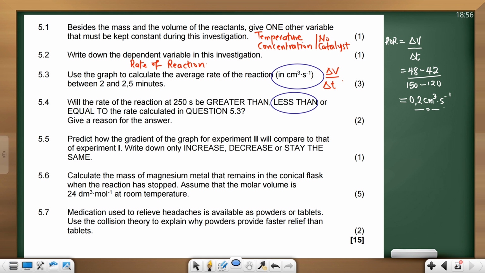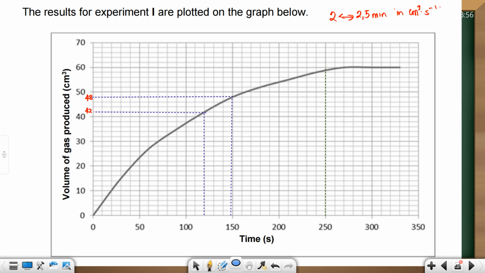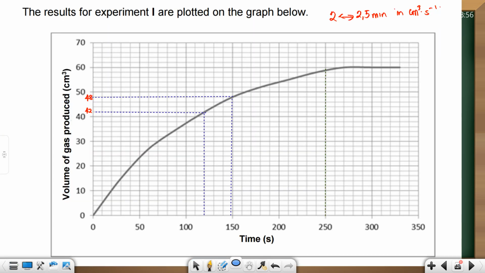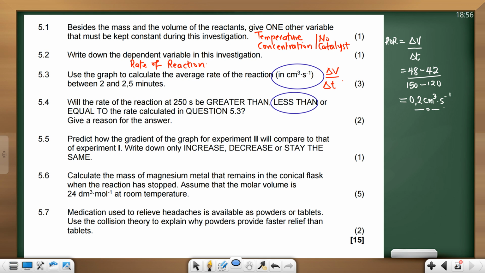Guys, 5.5. Predict how the gradient of the graph in experiment 2 will compare to that of experiment 1. Write down only increase. Didn't we talk about this? Which reaction is faster? Which one did we say? Experiment 1. Okay, please answer the question. Let's go back. 1 is faster. We all agree. How will the gradient of experiment 2 compare to that of 1? Gradient is talking about whether it's more steep, equal to, or less steep. Experiment 1 is faster than 2.